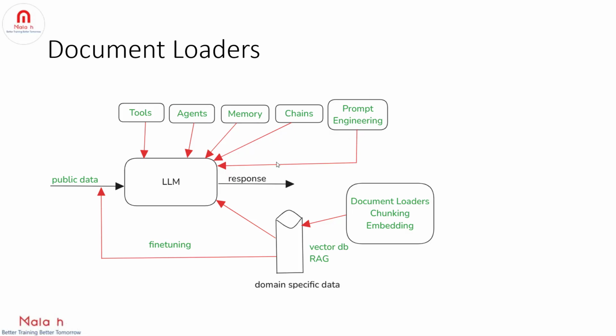So we already learned prompt engineering, right? Which is nothing but asking the right questions to the LLM. So we have to provide the right context to the LLM, so the LLM can understand in a better way and predict the accurate results for us. So we have already seen this part as well. And we have tools, agents, memory and chains, and document loaders, right? These topics are pending, so let's cover them one by one. And in this lecture, let's learn document loaders, right?